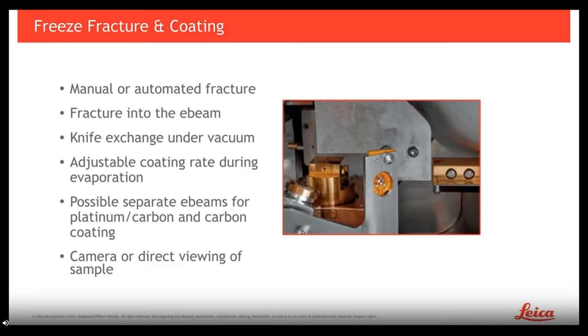During evaporation, the coating rate is adjustable, and it's possible to have separate E-beams for platinum carbon coating and pure carbon coating. Furthermore, working with the samples, there is an option for camera or direct viewing, to provide as much flexibility as possible in trying to handle these delicate workflows.